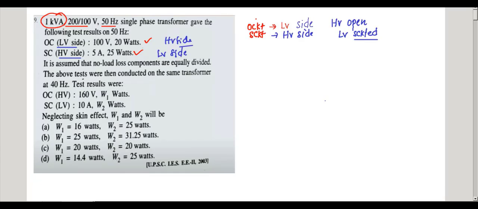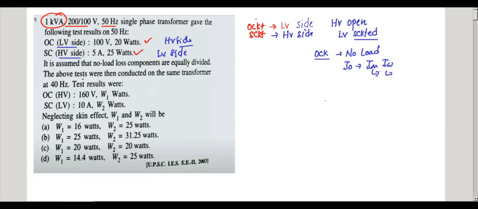Sir, if this question comes in the exam hall for 1 mark, how to remember? So one thing, under no load the open circuit test is conducted. Open circuit test means it is a no load test. So under no load, what parameters do we have? No load current. What are the no load current components? Magnetizing component and iron loss component. So I want to find the iron loss component and the magnetizing component of current.